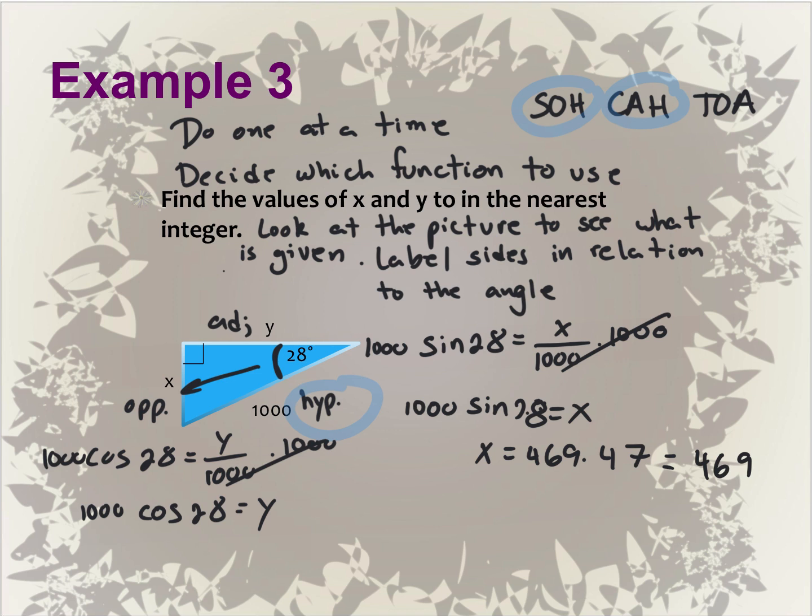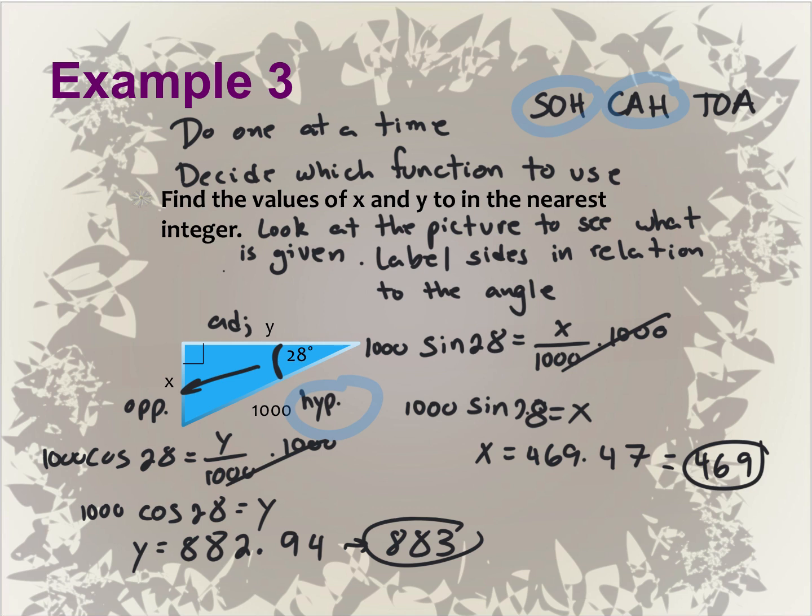So when I plug that in, I am left with y equals 882.94, which is going to round to 883 if you want to leave it to a whole number.